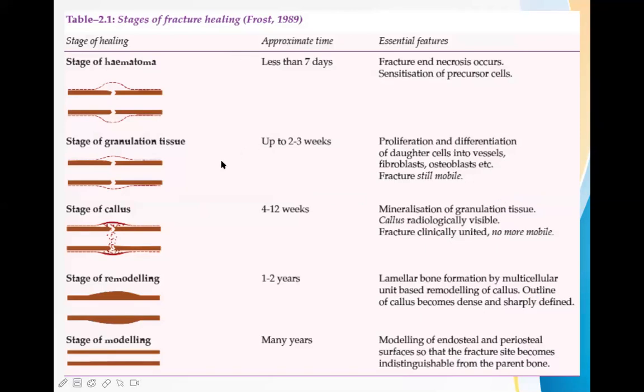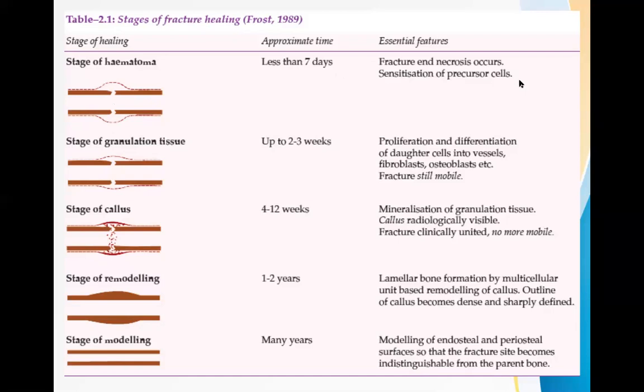Regarding the stage of hematoma, see here, when the fracture occurs, because of the injury to the blood vessels, there is leakage of the blood in that area. That blood will elevate the periosteum. You can clearly see it will elevate the periosteum, and this is called hematoma. The approximate time for hematoma is less than 7 days. And in this condition, there is sensitization of precursor cells.